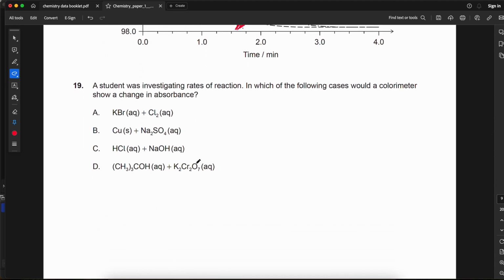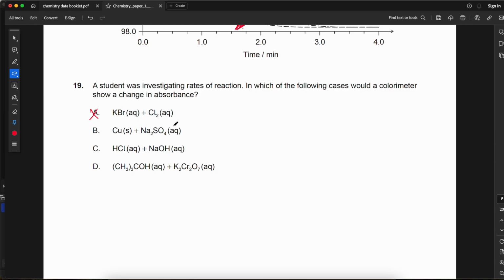A student was investigating rates of reaction. In which of the following cases would a colorimeter show a change in absorbance? The answer will be A. Why? Because KBr is a white crystalline powder, it doesn't have color, and Cl2 has an orange color. So it will produce an orange color, which can obviously be detected by the colorimeter.